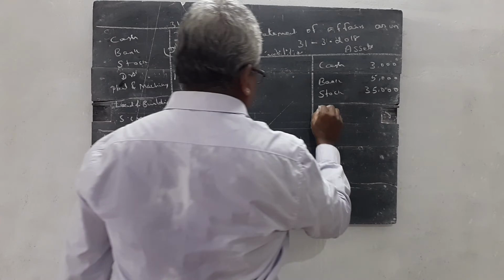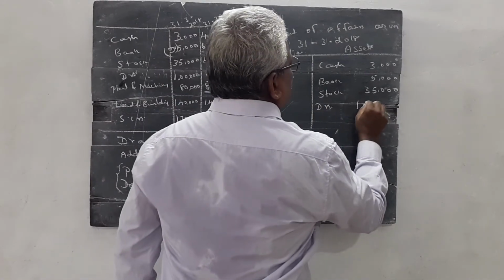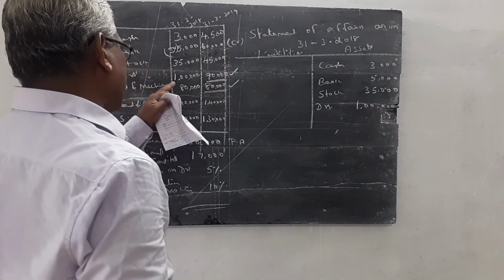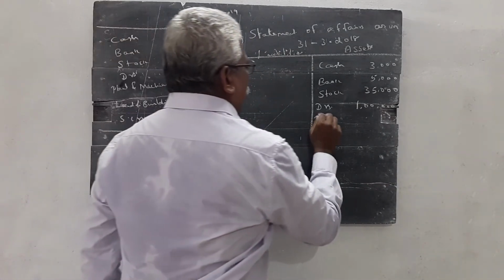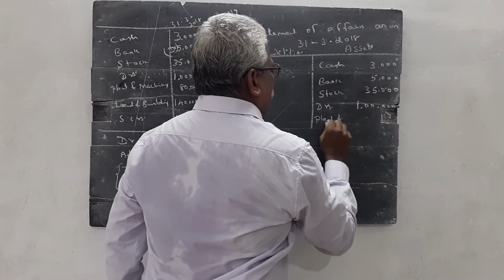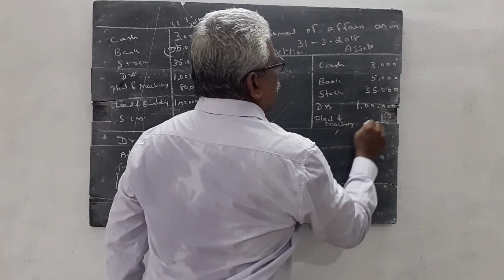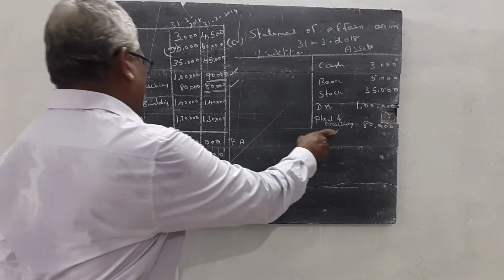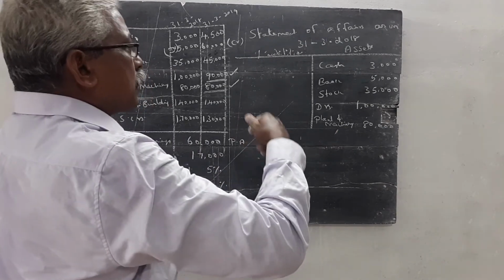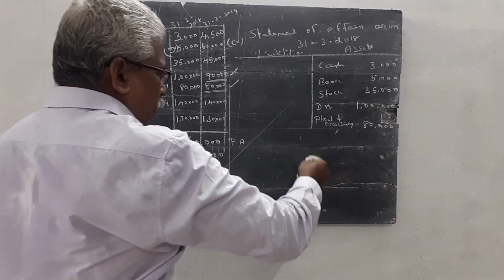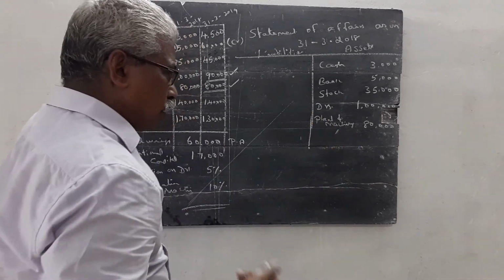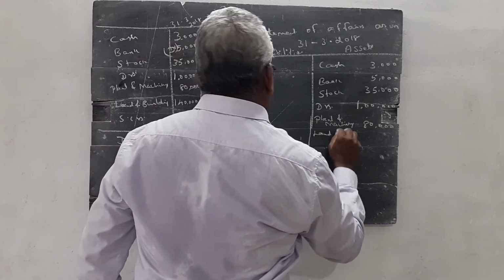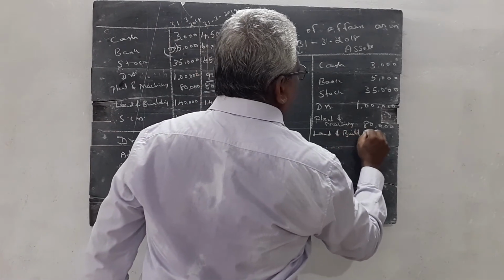Then debtors 1 lakh. The adjustments are entered in the closing value. The opening balance is not affected. Plant and machinery 80,000. Then this machinery depreciation comes into the closing figure, so the opening statement of affairs is not at all affected. Land and building value 1,40,000.